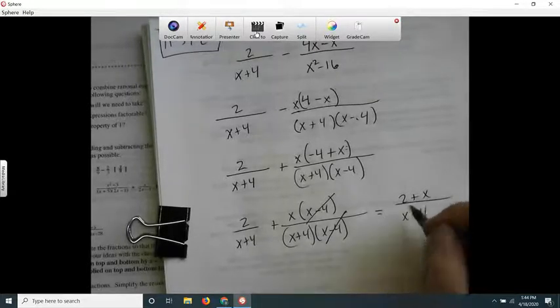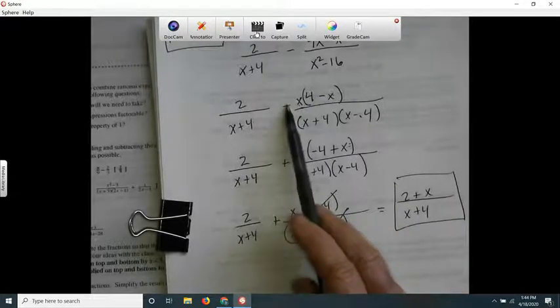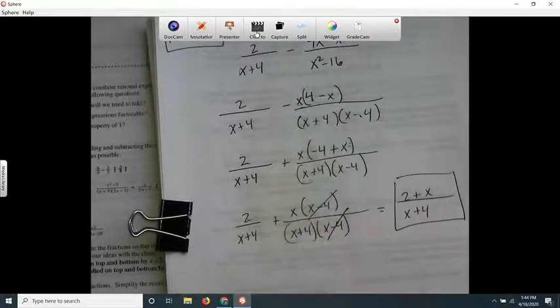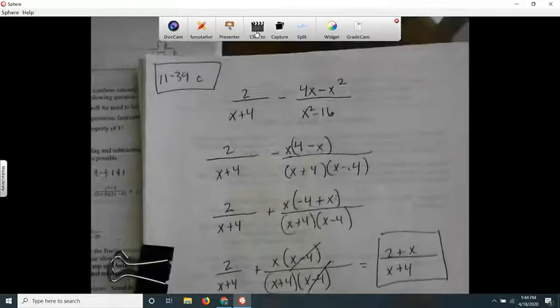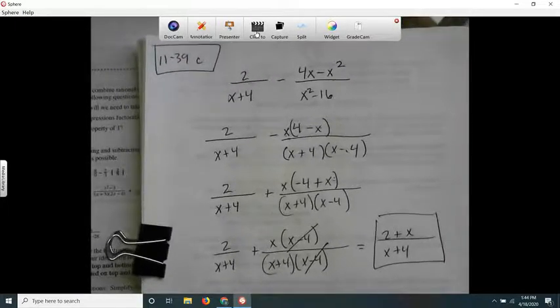So that's a handy little trick, the little trick where we took the negative and distributed it inside the parentheses. So I'm going to leave you to do the rest of them on your own. If you need help, please let me know.